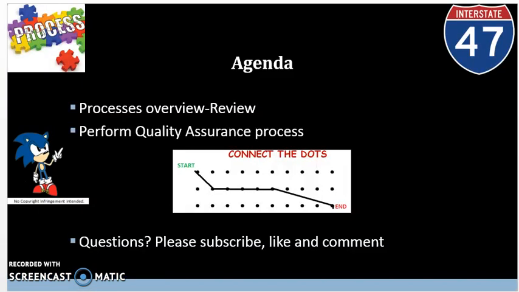Today's agenda will be going over reviewing the PMBOK process table as well as the 25th process, which is the Perform Quality Assurance process. This process occurs at the intersection of the quality knowledge area and the executing process group.